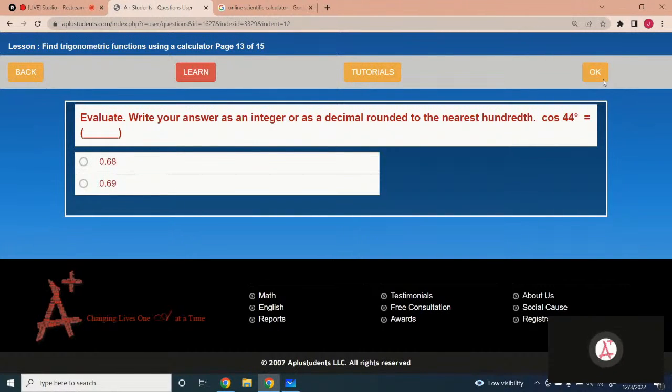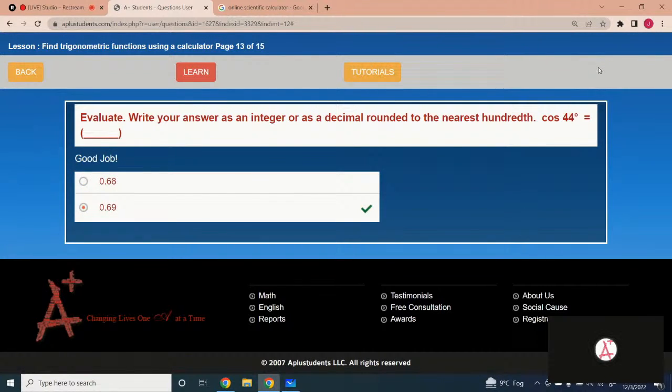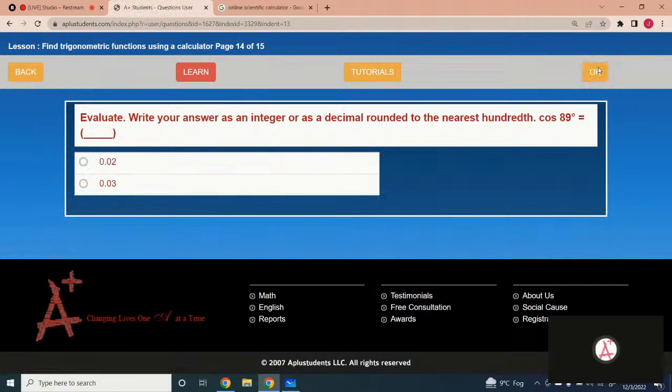Evaluate. Write your answer as an integer or as a decimal rounded to the nearest hundredth. You have to find the value of cos 44. Got it? Cos 44 is 0.69. Got it? Just select the correct option and click on the OK button.